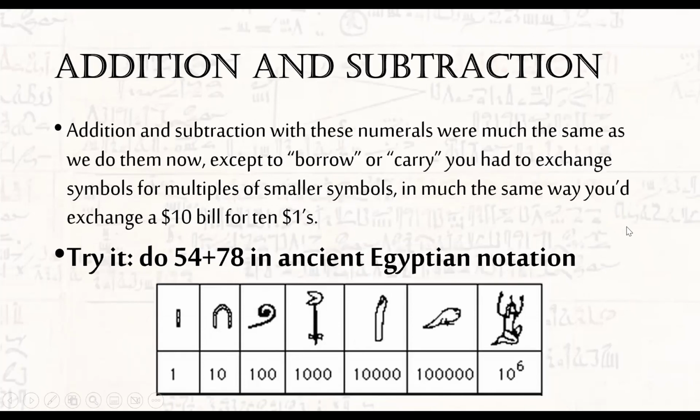So that's how you do addition and subtraction. Give it a try. See if you can do 54 plus 78 in their notation. And this is a little easier to do in their notation than it would be in Babylonian notation, just because it's base 10 like ours. So we're on more familiar cognitive territory. See if you can do that, 54 plus 78.